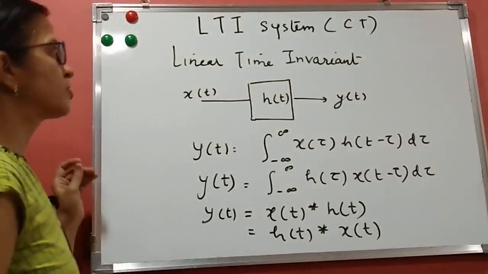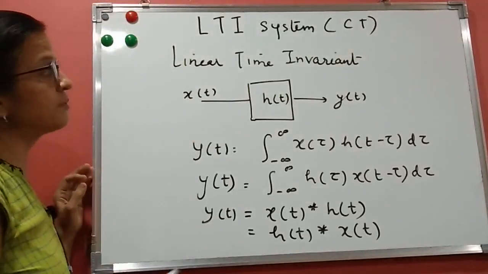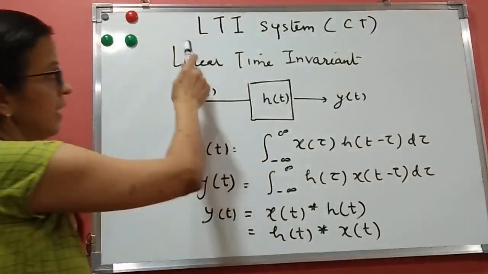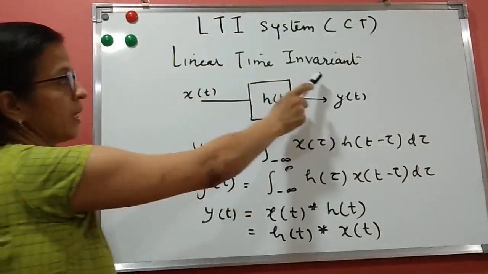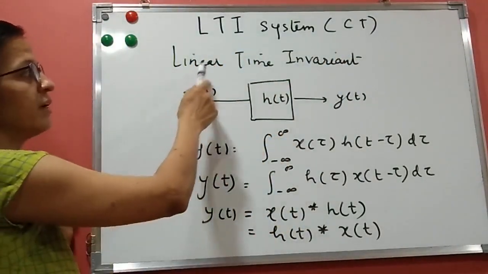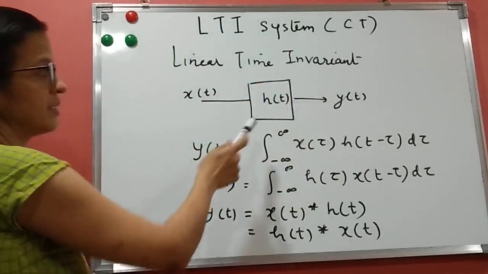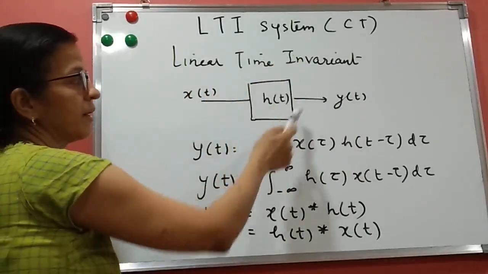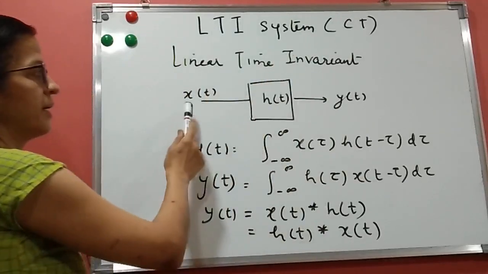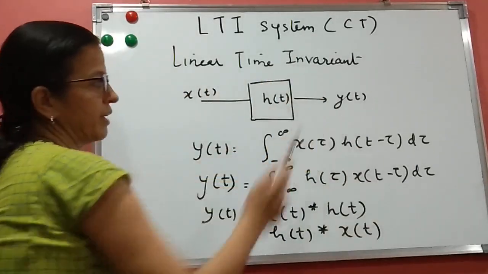So welcome back students. Today we'll be studying LTI systems for continuous time systems. LTI stands for linear time invariant system, the system which is linear and time invariant. The system in continuous time is defined by impulse response h of t. It has input x of t and output y of t.